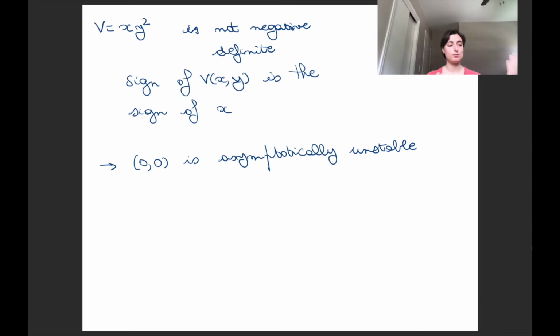Let's go for it. Well, we just check the sign of v for x and y possibly small, and v is x times y squared. Y squared has a positive sign, so v has the same sign of x. Then v is not positive definite and is not negative definite either. That means that v changes sign in any domain around the critical point 0, 0. That means that 0, 0 is asymptotically unstable. Notice how we haven't even checked the solution. We're already able to say that it is asymptotically unstable.